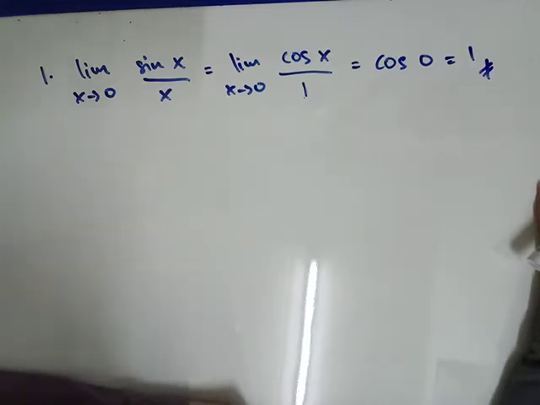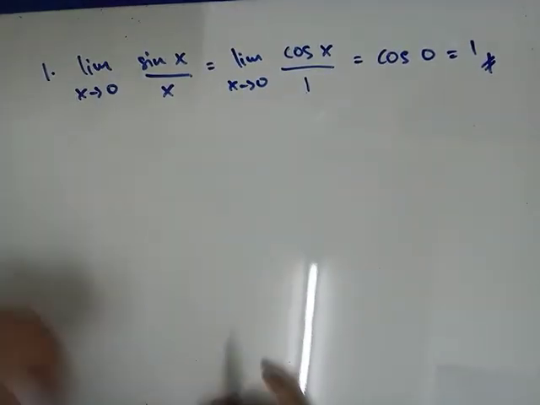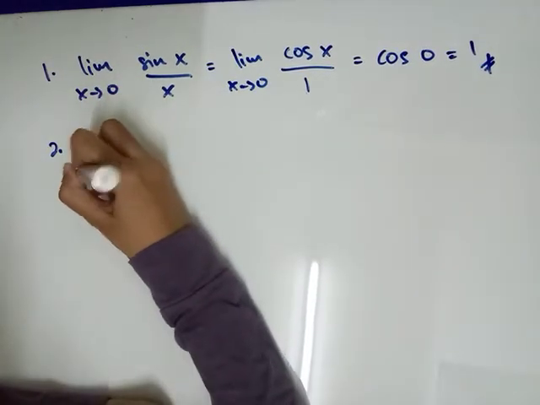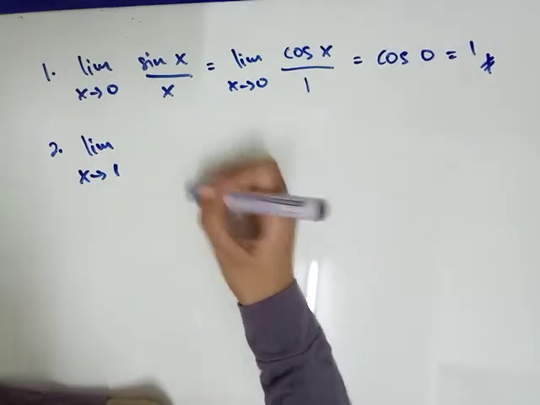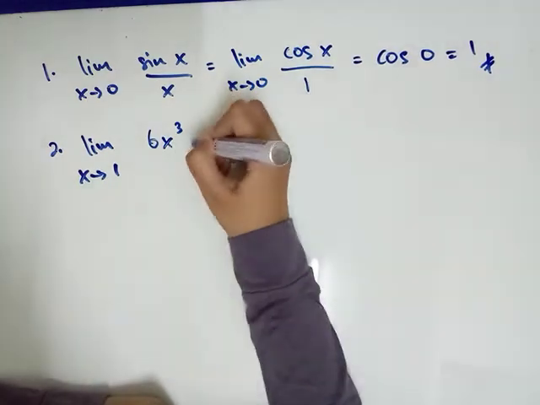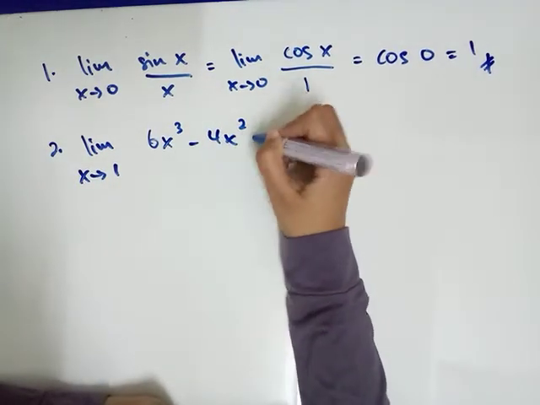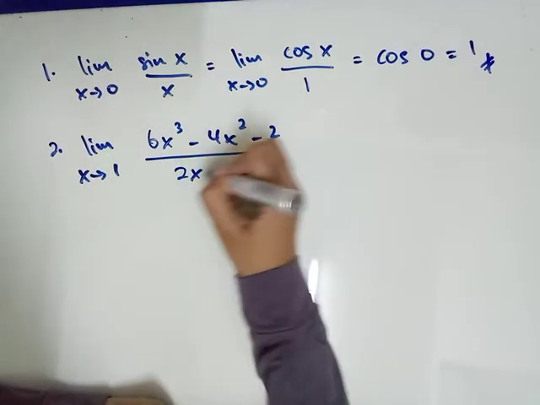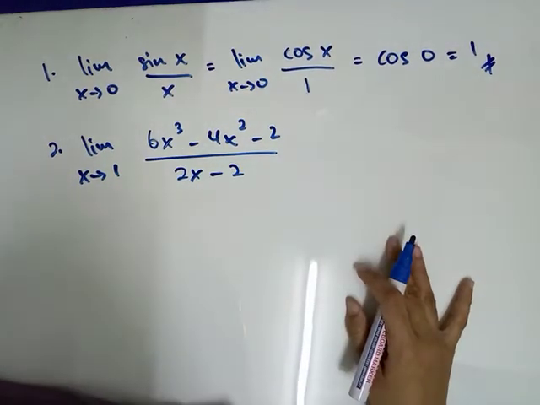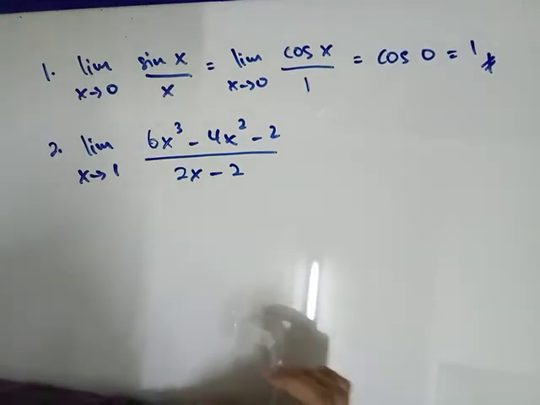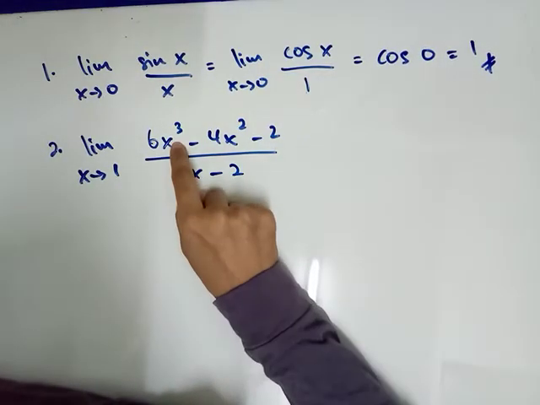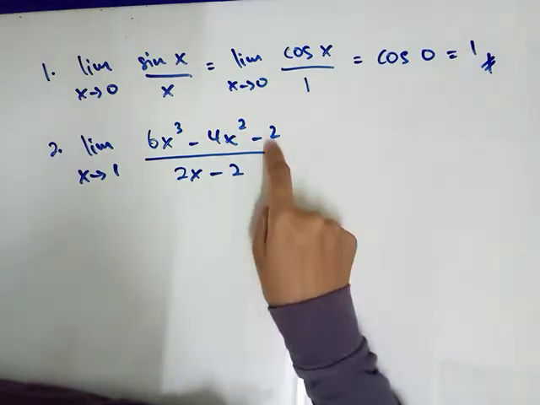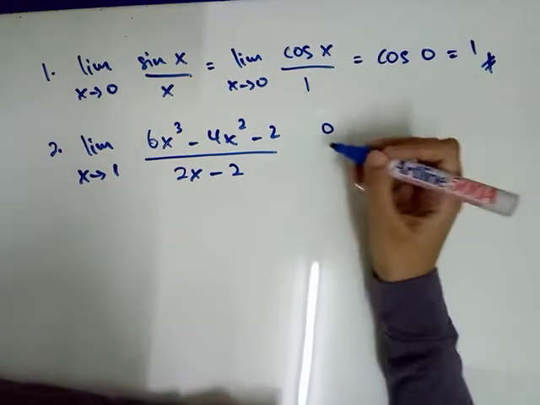Okay, you found now? And then look at number 2. Limit x approaching 1 of 6x cubed minus 4x squared minus 2 divided by 2x minus 2. Do a direct substitution. Substitute 1 into x. So 6 minus 4, we get 2. 2 minus 2, we get 0.